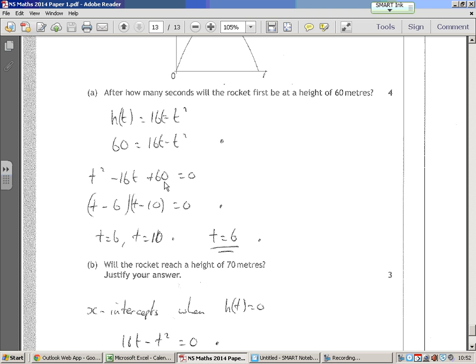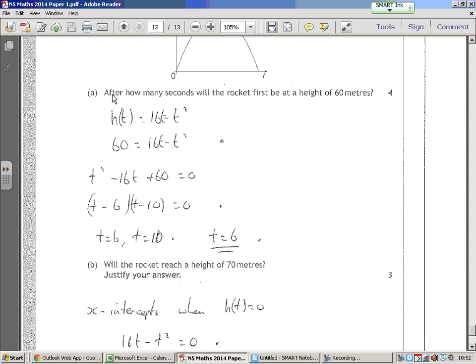So what multiply together makes 60, so I've got 6 and 10. And if I do FOIL, I'd get negative 10t, negative 6t. That does give me the negative 16t there. Then solving either this bracket 0 or this bracket 0, in which case t will be 6 or t will be 10. So I've got two answers.